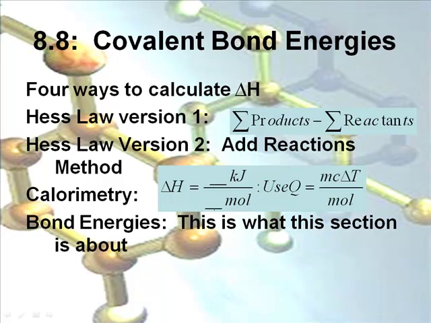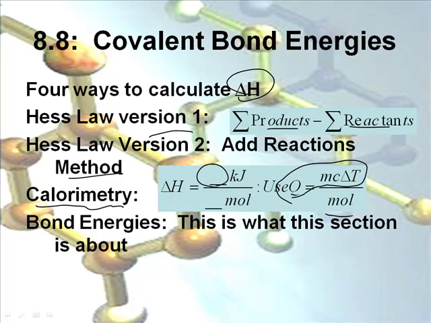All right. Now, you might remember back in chapter, what was that, 16.5 even, we talked about how to find delta H. We learned there are 4 ways to calculate delta H. Hess's law version 1, products minus reactants. Hess's law version 2, add the reaction method. We kind of just did that. And then the third one was calorimetry. Remember delta H will be kilojoules divided by moles, you do Q equals MC delta T, and then you do your moles. And I've always said that there's always one more method.